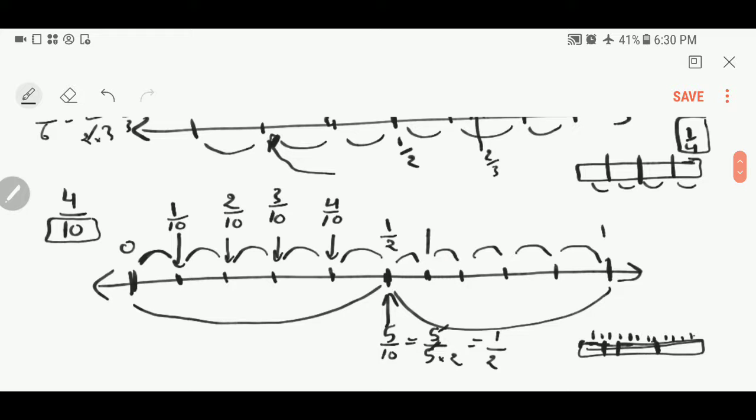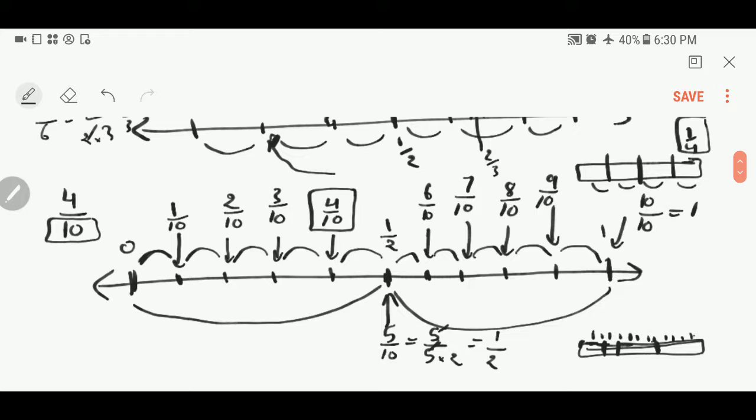So what would be this one? 6 over 10, right? This one, 7 over 10. This one, 8 over 10. 9 over 10. And this one here, 10 over 10, which is what? Easy, 1. Okay? So 4 over 10, the one we want to know, is over here. So it's right over here.